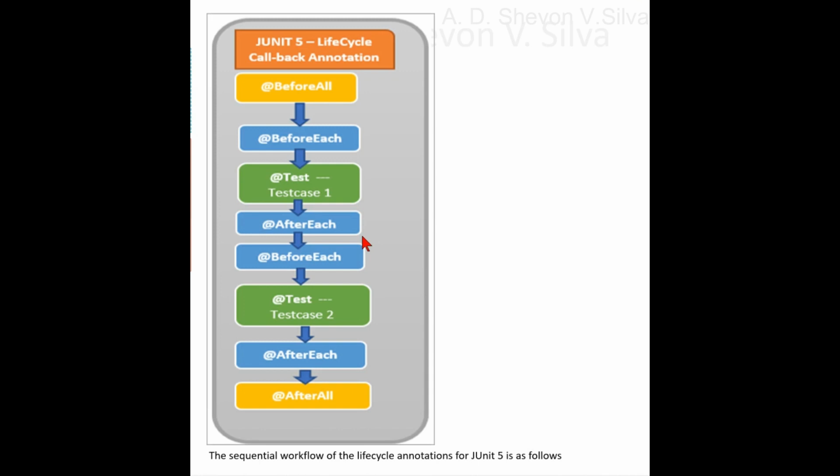Annotation interface AfterEach. @AfterEach is used to signal that the annotated method should be executed after each @Test, @RepeatedTest, @ParameterizedTest, @TestFactory, and @TestTemplate method in the current test class.